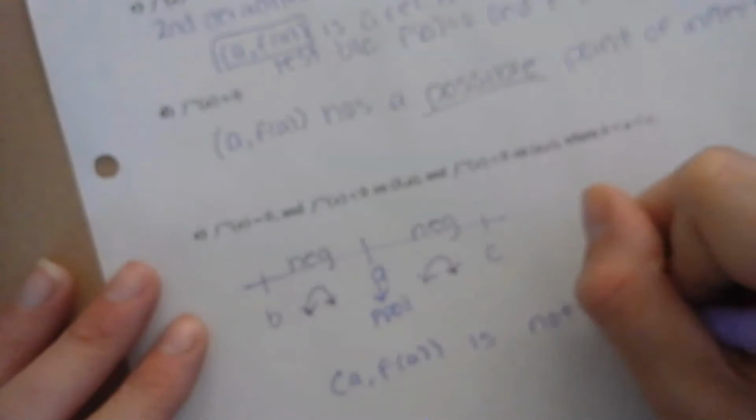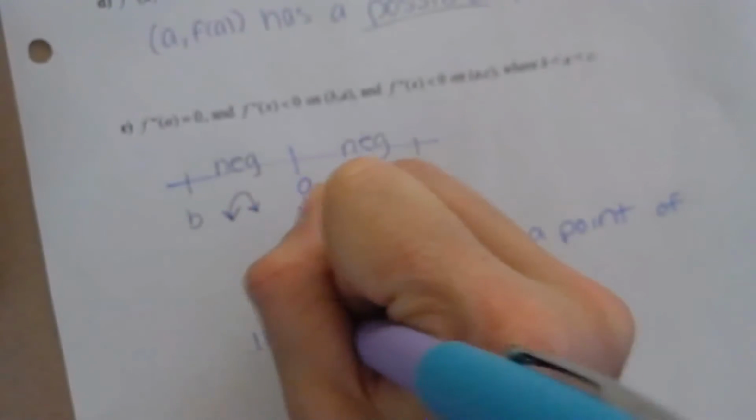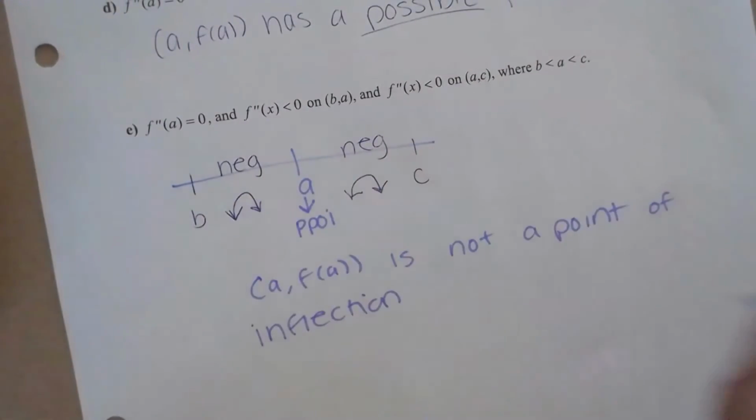You would say it's not a point of inflection because it's concave down the whole way, or would you say that there's no change in concavity? Yep. So A, f of A is not a point of inflection because f double prime does not change signs. Because you can only talk about the second derivative.